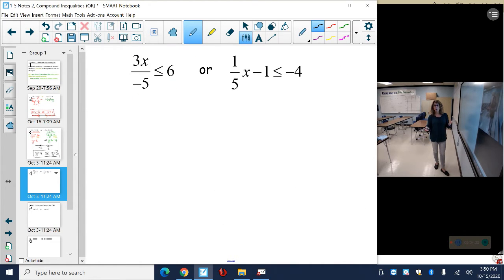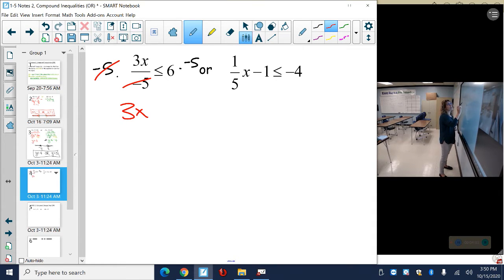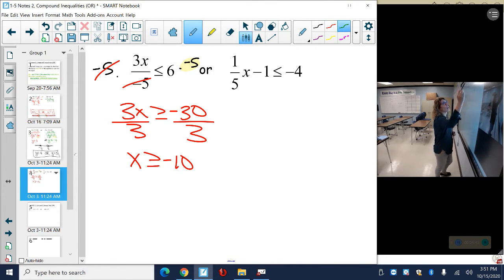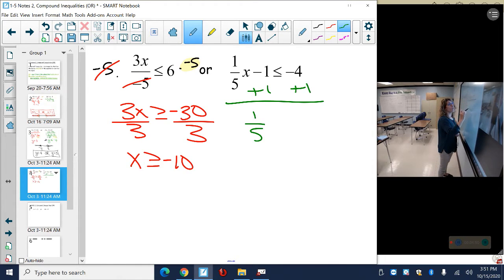Okay, next one, same exact concept. How do I get rid of the negative 5? I multiply by negative 5. That is going to give me 3x. I multiplied by negative 5, so I need to flip the sign. Now I'm going to divide by 3. So x is greater than or equal to negative 10. Come over here, do the next one. Add 1. Then one fifth x is less than or equal to negative 3.